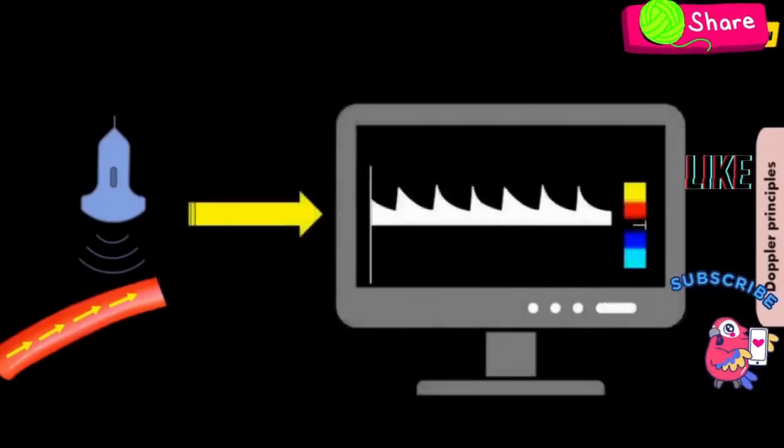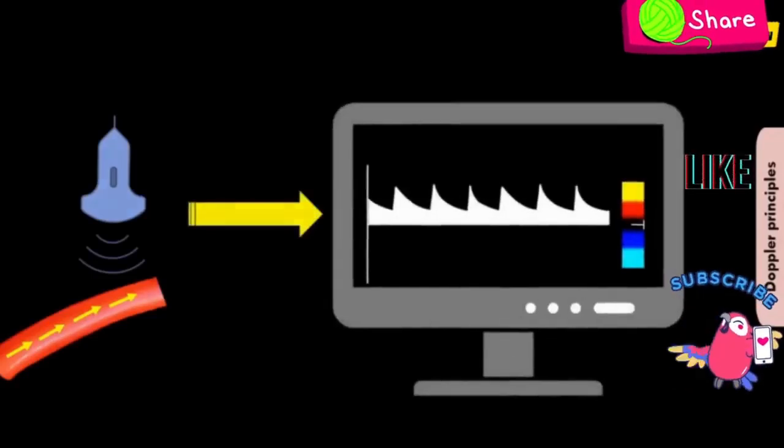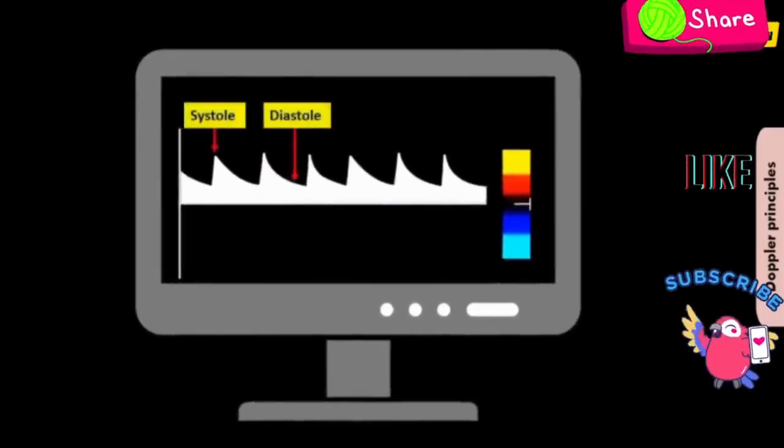Ultrasound beams are emitted from a transducer at a certain frequency. When it hits a structure that moves, they are backscattered and the Doppler shift arrives at the transducer. The information is analyzed and represented as a waveform. The arterial waveform is characterized by systole and diastole.